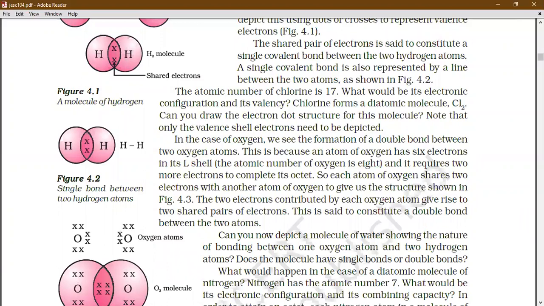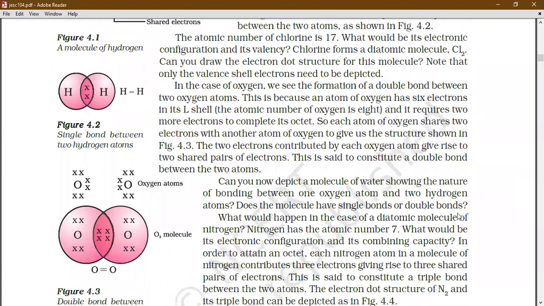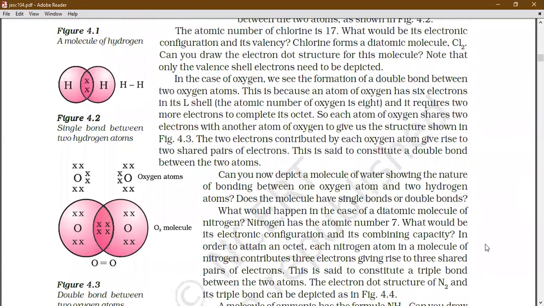In the case of oxygen, we see the formation of a double bond between 2 oxygen atoms. This is because an atom of oxygen has 6 electrons in its L shell. The atomic number of oxygen is 8, and it requires 2 more electrons to complete its octet. So, each atom of oxygen shares 2 electrons with another atom of oxygen to give us the structure shown in figure 4.3. The 2 electrons contributed by each oxygen atom give rise to 2 shared pairs of electrons. This is said to constitute a double bond between the 2 atoms.